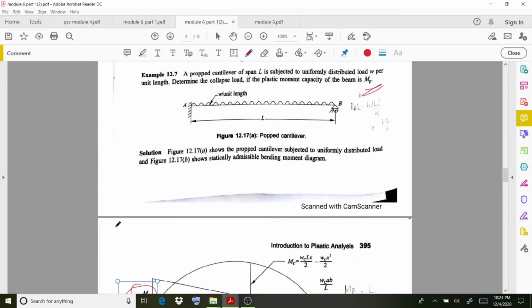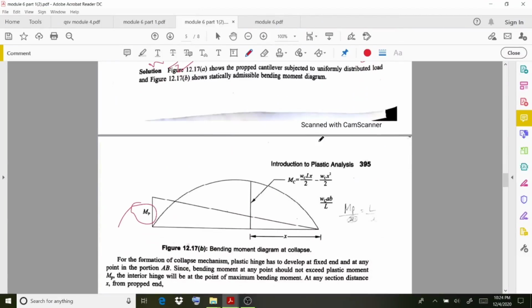Then due to this W, the magnitude is going to be W multiplied by L. So the reactions will be WL by 2, and here also WL by 2, isn't it? Our next aim is to determine the bending moment values using those values. In this case, for the formation of the collapse mechanism, a plastic hinge has to develop at the fixed end and at a point in the portion AB. So that's the first statement.